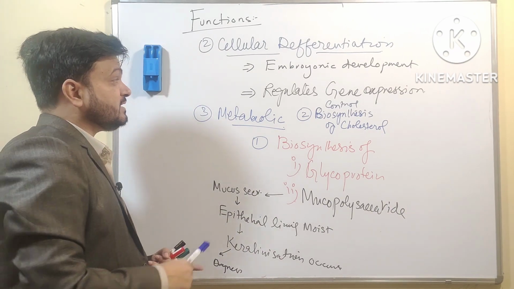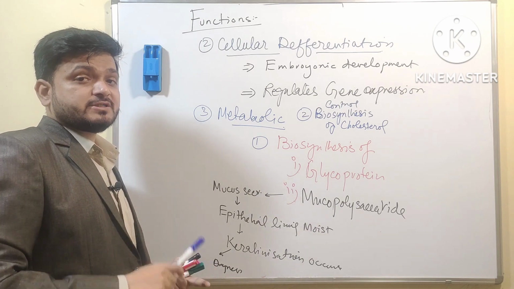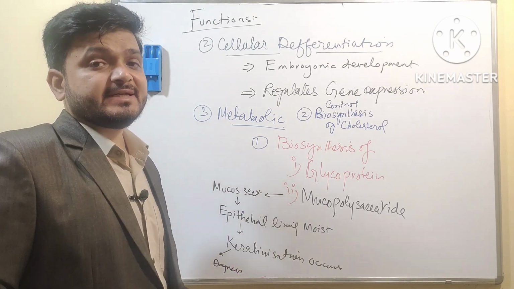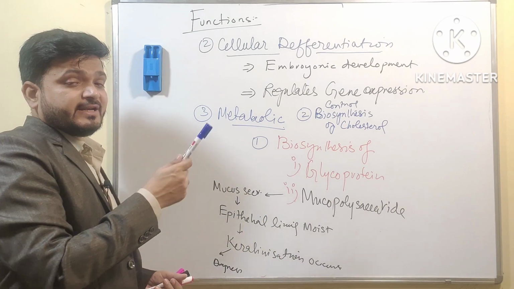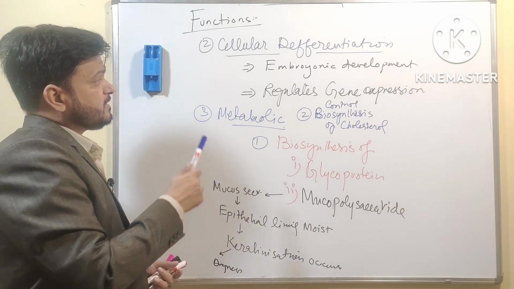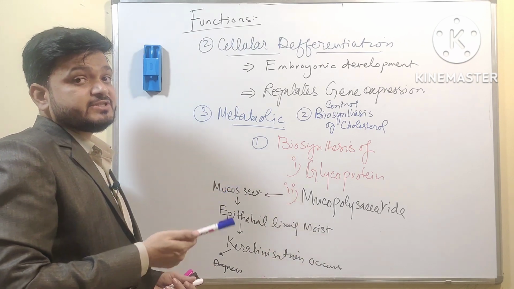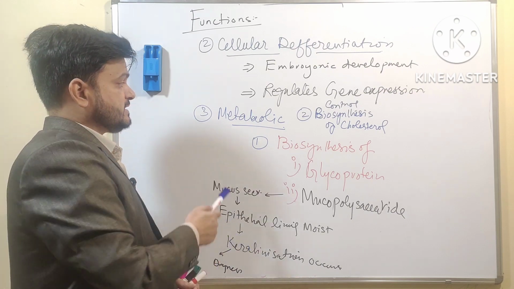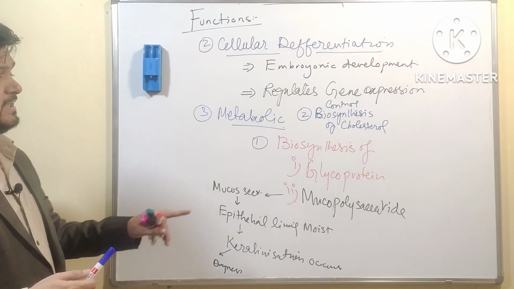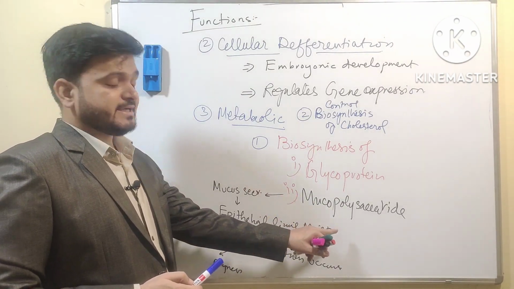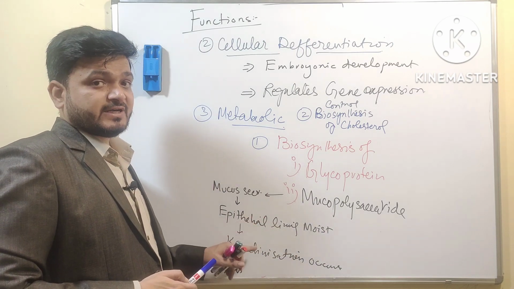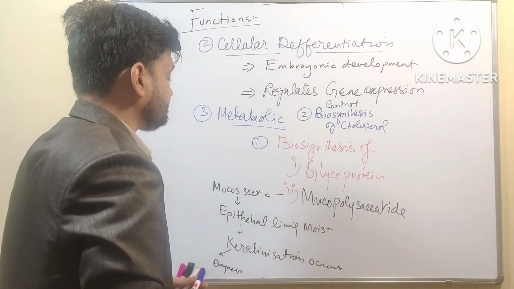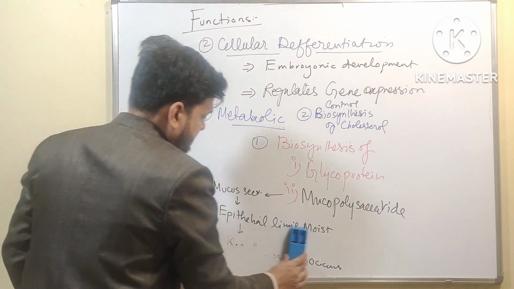Number one, it plays a very important role in vision, as the rods and cones have photosensitive pigment, and one of the main components of this photosensitive pigment is vitamin A. Second, it plays a very important role in cellular differentiation, and it regulates gene expression. So that is why it is vital for embryonic development. It also has a metabolic function, like controlling biosynthesis of glycoprotein and mucopolysaccharide, which is required for moistness of our epithelial lining, and importantly, it also controls the synthesis of cholesterol. So these are all about the functions of vitamin A.